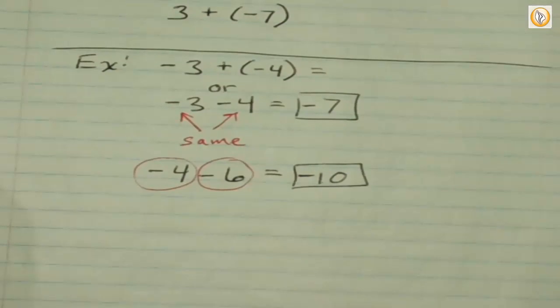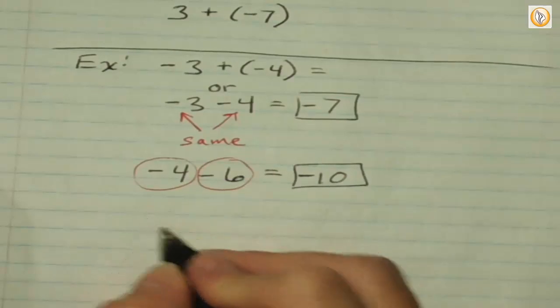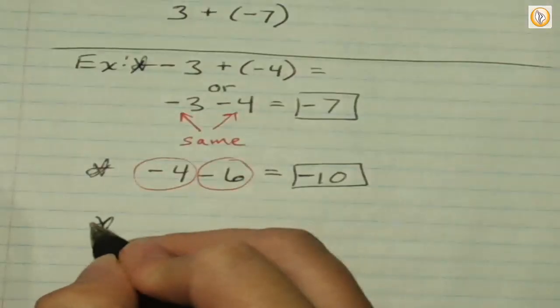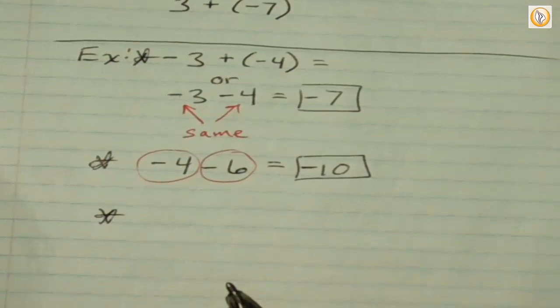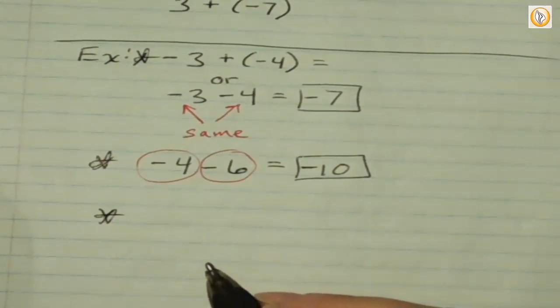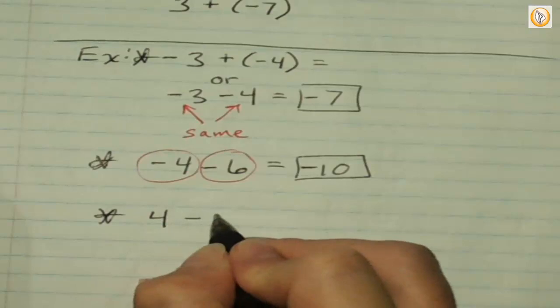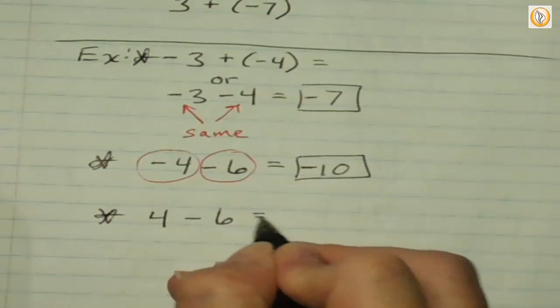I have had students even in algebra get confused. So I'm putting little stars here. Let's do another one. 4 minus 6.